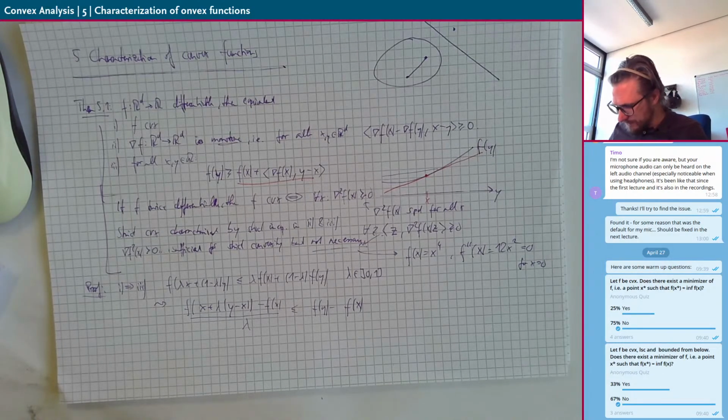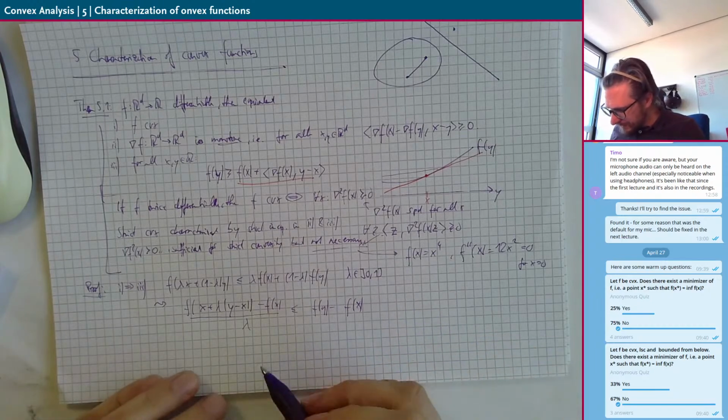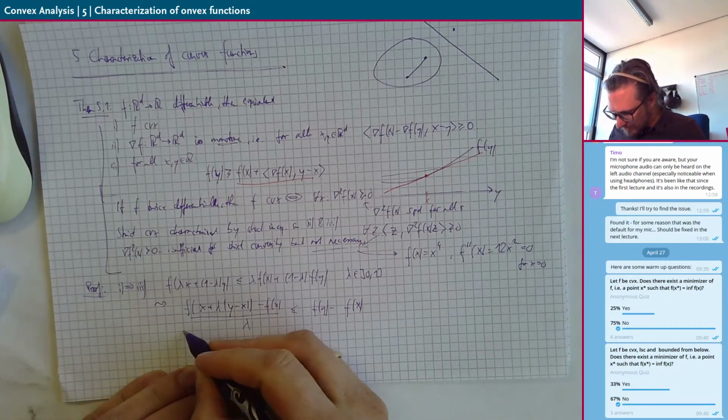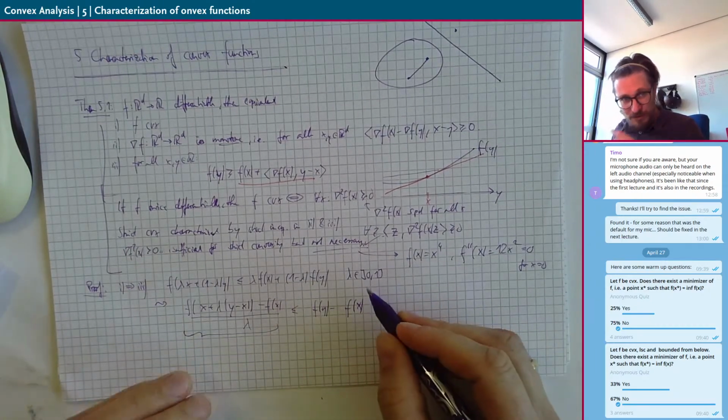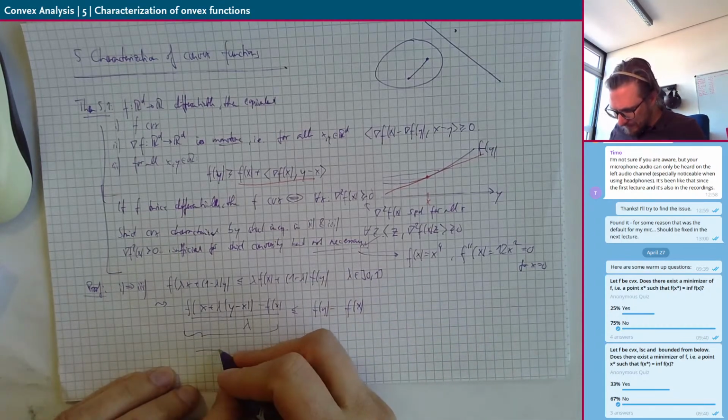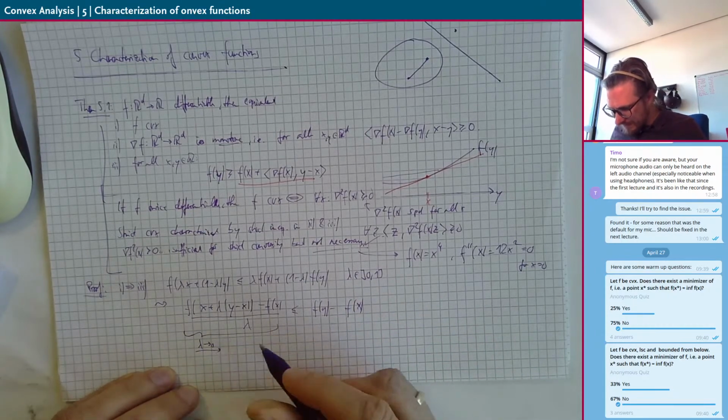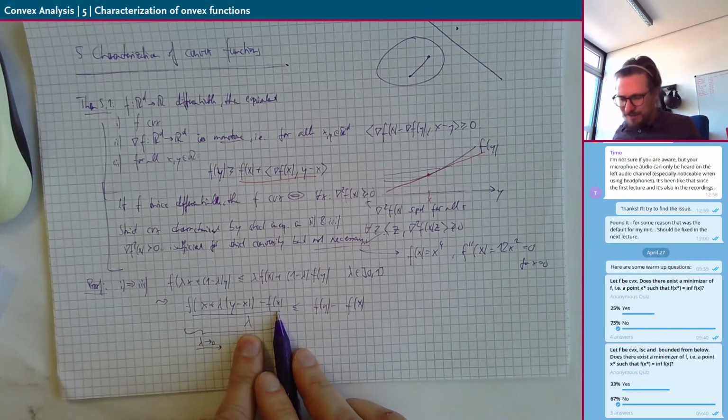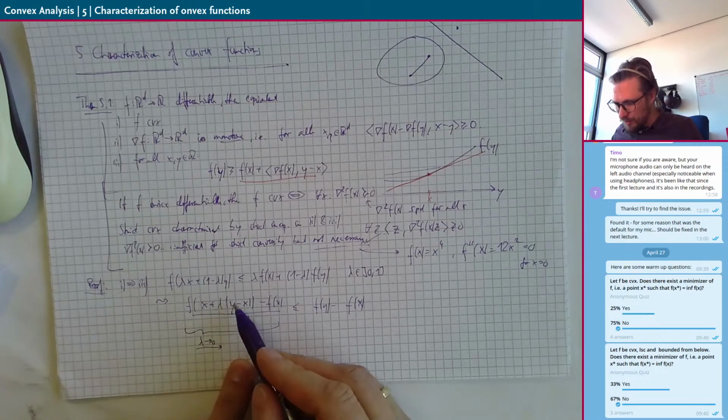Yeah, I guess that's 2. So now the thing is, if you have this, what happens if we now let lambda go to 0? We can do this for lambda positive, but if we let lambda go to 0, then this here is actually the directional derivative of f at x into the direction of that.